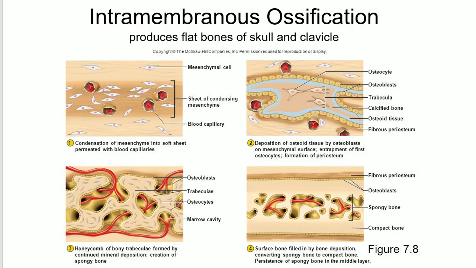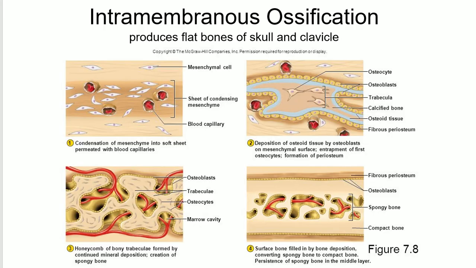So intramembranous ossification produces flat bones of skull, clavicle. So think of a sonogram. You see the head of a baby pretty easily. The skull forms really fast. You have to protect the brain, right? That's intramembranous ossification. So the easy way to remember is first you have a membrane, osteoblasts form, matrix hardens, spongy bone forms, compact bone develops.